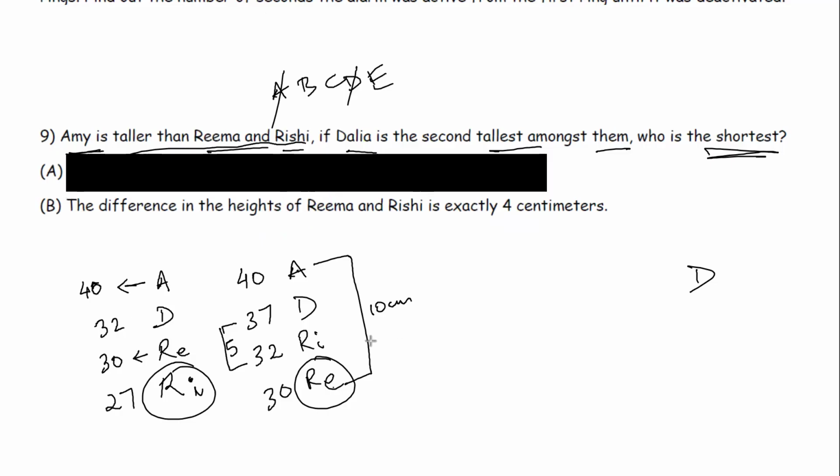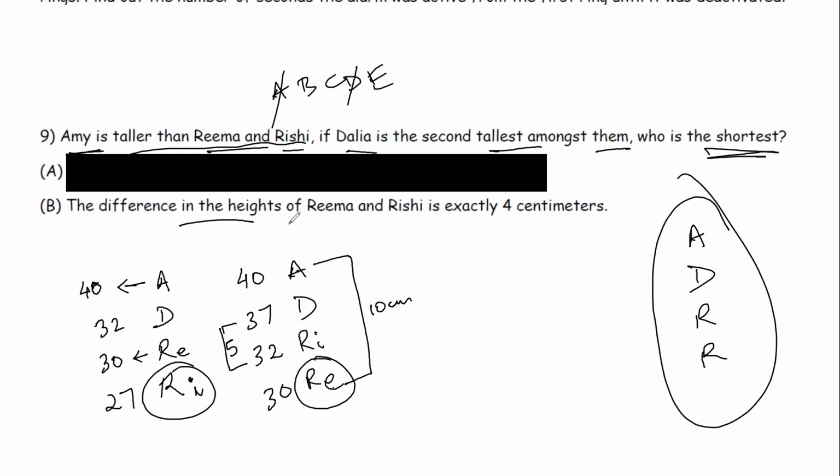Amy is taller than Rima and Rishi, right? Dahlia, so we have Rima, Rishi, and this one. Amy is taller than Rima and Rishi. Dahlia is the second tallest among them. Who's the shortest? So when you look at this order, and the difference in the heights of Rima and Rishi, we know that there's a 4 centimeter gap. We don't know whether it's RE RI or RI RE. We don't know that. So the second one also doesn't answer, correct? Yes. Now we take both statements together.